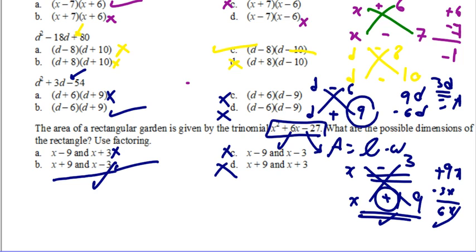So A or B is correct. But use the larger number with the sign of the middle term. The middle term is positive, so the larger number is positive also. So positive 9 and negative 3.